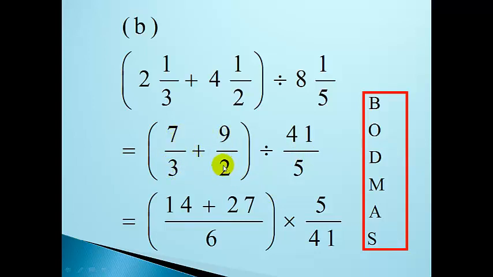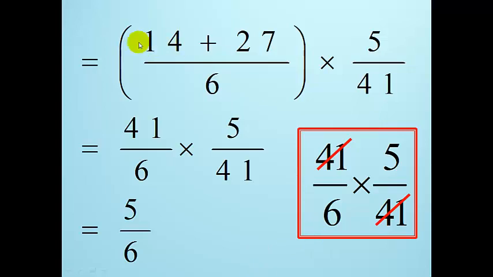It's addition of fraction. With addition we find LCM. And the LCM of 3 and 2 is 6. 3 goes into 6 2 times. And 2 times 7 is 14. Plus 2 goes into 6 3 times. 3 times 9 equals 27. So we have 14 plus 27 divided by 6 times 5 over 41. Now when we add 14 to 27, the result is 41. So we have 41 over 6 times 5 over 41.